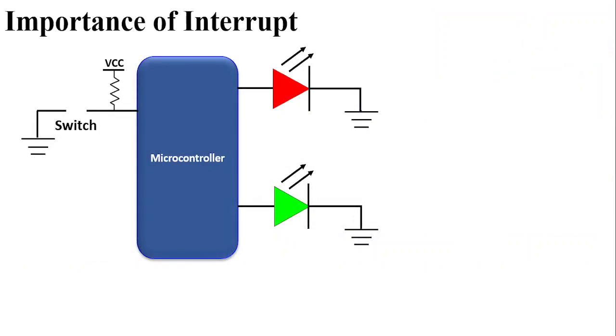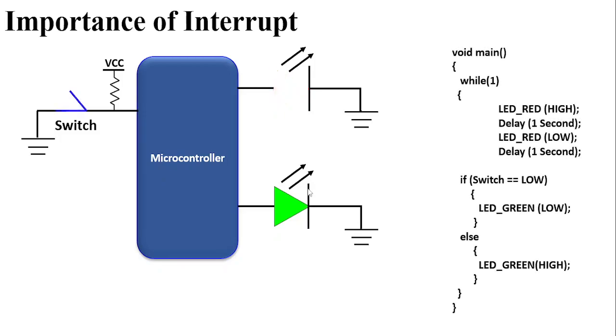First of all, what is the need of an interrupt? We can make simple programs where, suppose, one LED is blinking, here the red LED is blinking at a particular rate, and suppose we have a system where we have a switch which will control the green LED. Now, if you want to design a program which will respond to the switch at the very instant when the switch is pressed, the green LED should toggle.